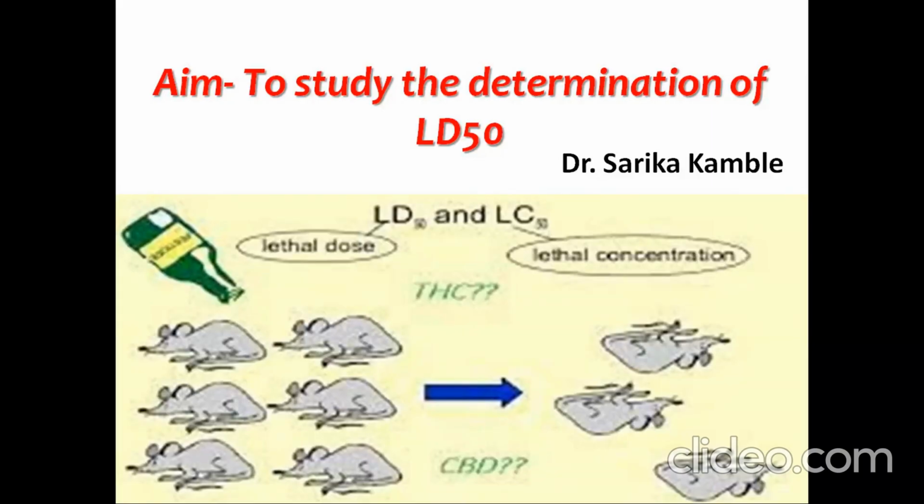Dear students, the aim of today's practical is to study the determination of LD50. This image will give you an idea about what is meant by LD50 and what is meant by LC50. Suppose 6 animals are receiving a dose of a drug and that results in 50% death in the population of animals, that is called the LD50. That means the lethal dose and the concentration at which 50% of the population is killed is called LC50.